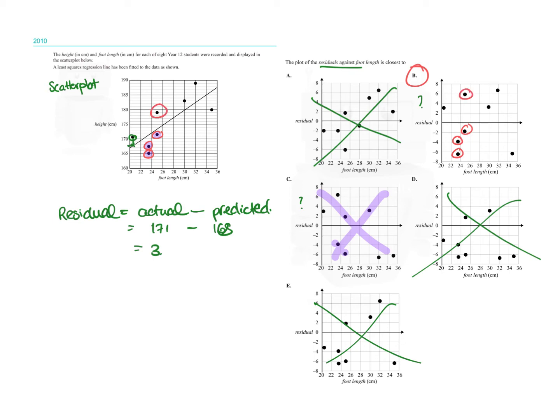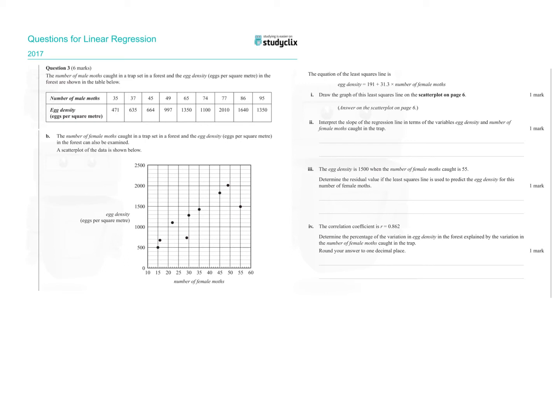Okay, so the number of female moths caught in a trap set in a forest and the egg density per square metre in the forest are shown below. So reading off here, you can see number of females is, they gave you a scatter plot here and egg density. Okay, they told you up here that the least squares regression line is here. So here's the least squares line.